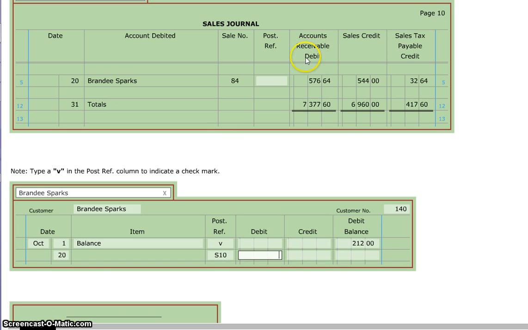And again, it's accounts receivable debit, so we are in the debit column, 576.64. And we have a debit entry and a debit current running balance, so we are going to add those two numbers together. So now Brandy Sparks is going to owe us $788.64, since we added those two numbers together. We take this 140, we plug it in here to show that it has been posted.